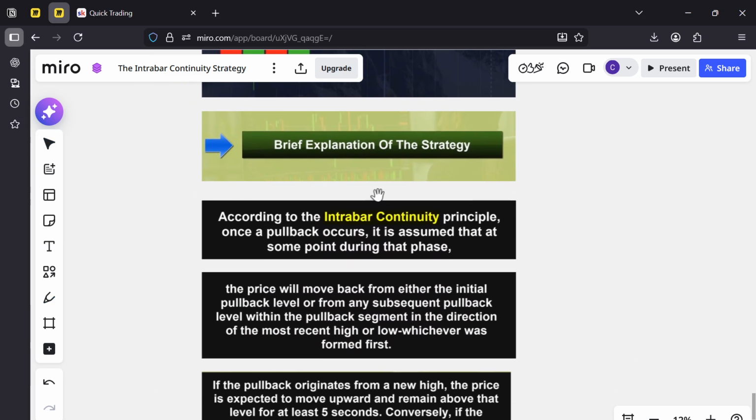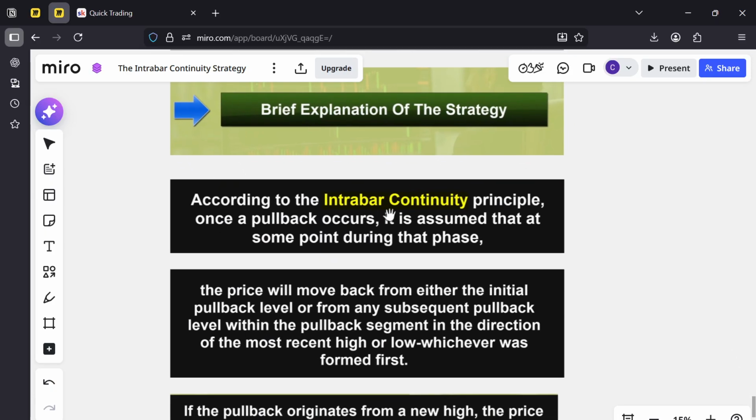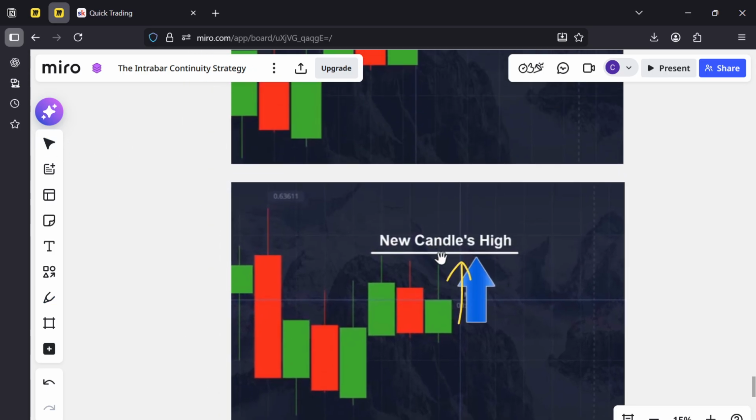Now, let's break down the brief explanation of the strategy. According to the intrabar continuity principle, once a pullback occurs, it is assumed that at some point during that phase, the price will move back from either the initial pullback level or from any subsequent pullback level within the pullback segment in the direction of the most recent high or low, whichever was formed first. Pretty much just saying that when it creates a new high, right, it will push down and then it will more than likely push back upwards.